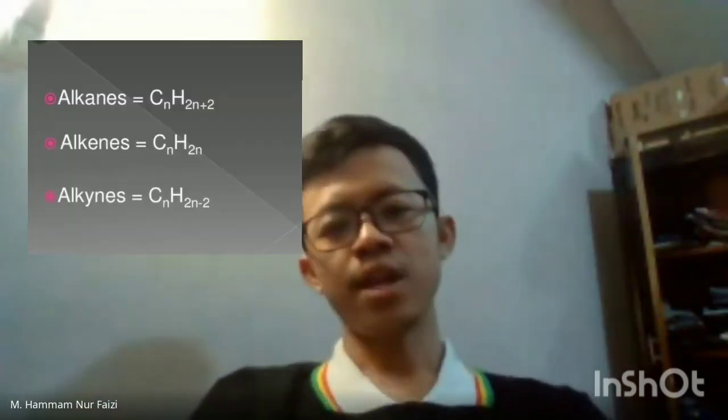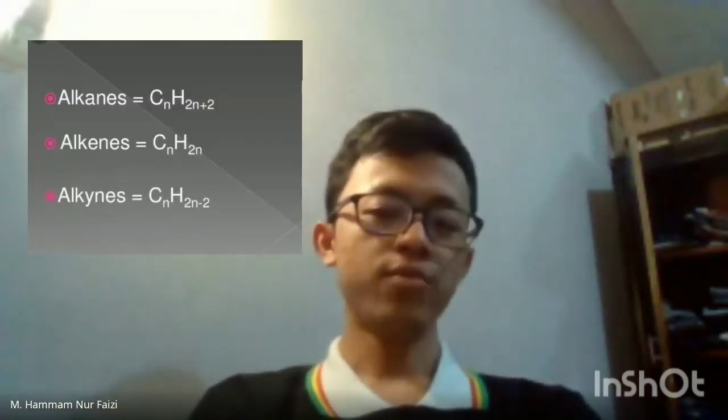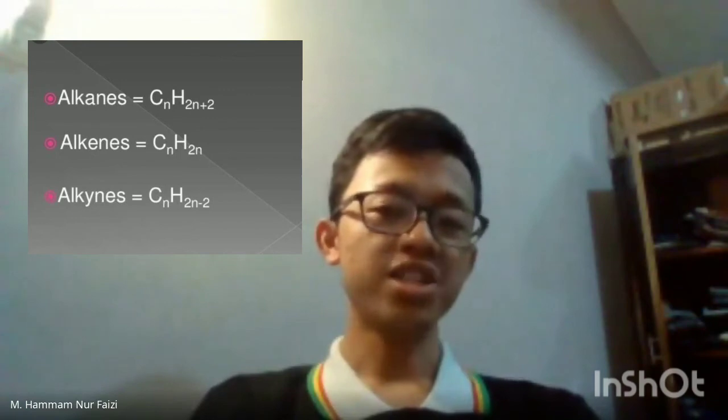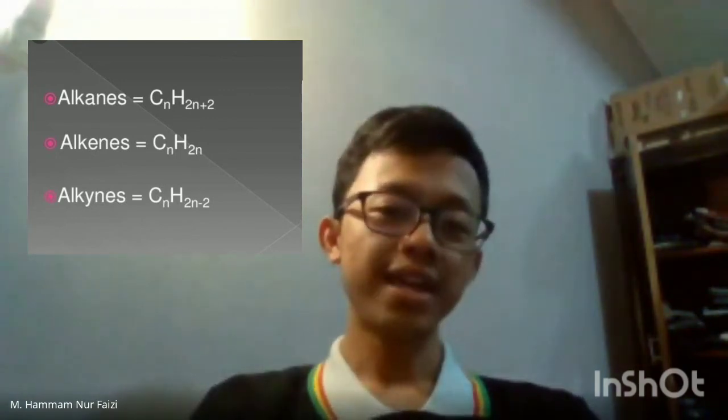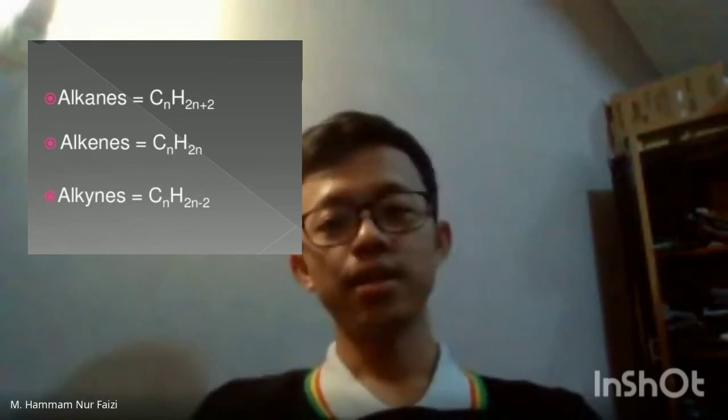Any questions, everyone? And lastly, I will give you some questions. For Hamam, please answer: what is the difference based on the general formula of alkane, alkene, and alkyne? The formula of alkane is CnH2n+2. The formula of alkene is CnH2n. And the formula of alkyne is CnH2n-2.